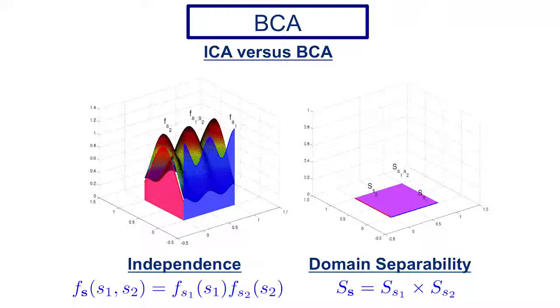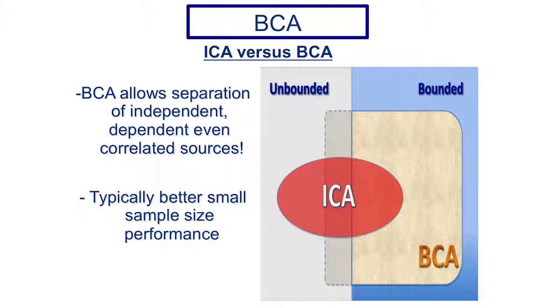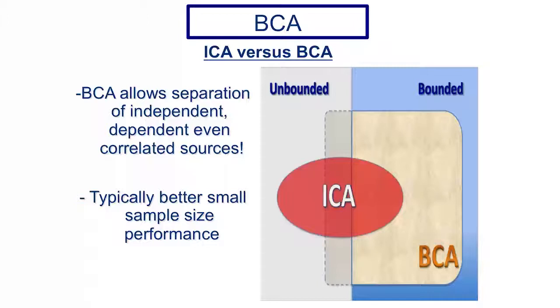In the domain separability case, in BCA's assumption, we basically have a weak condition about the support set. The joint density's support set is equal to the Cartesian product of these, where when I say support set, it's actually the convex hull of the region where the PDF is not equal to zero. On top of that, we can have an arbitrary joint density, which means our sources can be dependent, even correlated. So with this in mind, if we do a fuzzy drawing like this, for bounded sources, BCA actually provides a larger framework than ICA, which assumes the independence of sources. We allow sources to be not only independent, but also dependent, even correlated.